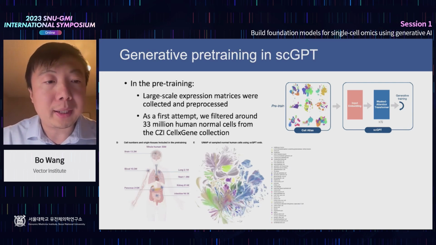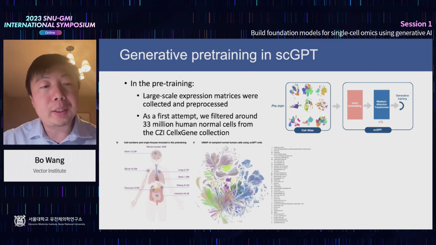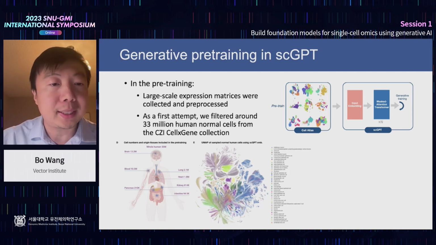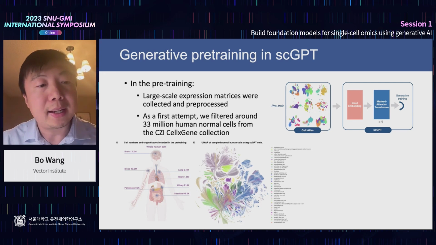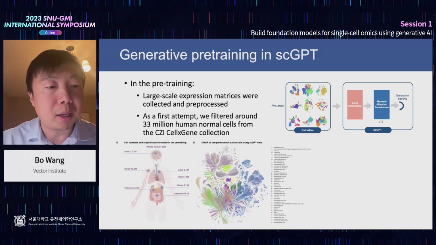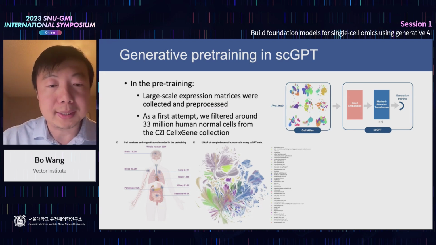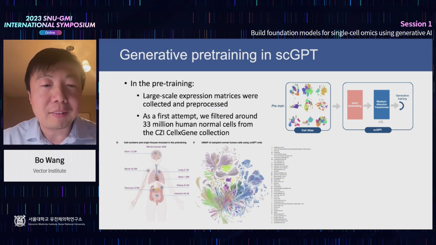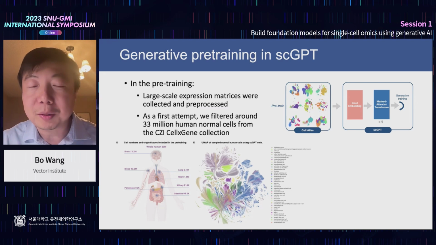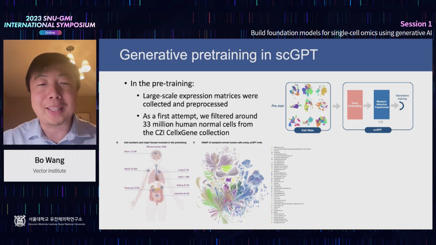First, generative pre-training. As I mentioned, we took 33 million human normal cells from Human Cell Atlas, specifically cell-by-gene census, covering major tissues such as brain, blood, lung, heart, etc. And it took us about 20 A100 GPUs for 2 weeks. So it is really heavy lifting in terms of computing resources. After 2 weeks, we had a good model, and the loss function worked just fine, but we didn't know what we got. We didn't know how well the model was trained.